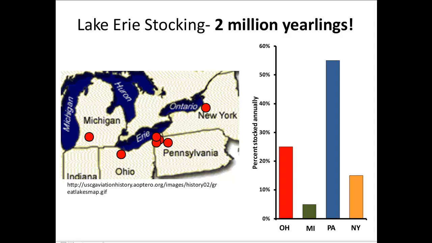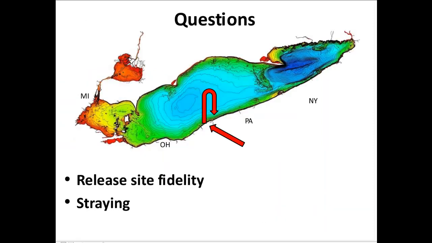They get stocked, okay? And questions that we might want to ask are, do they show release site fidelity? So if we release them in this tributary here in Ohio, a couple years later, will they come back to that same tributary? Or we might ask the question, how much do they stray? Do they go someplace else? Okay. So we have questions here, and I'll show you how we actually get to address this.